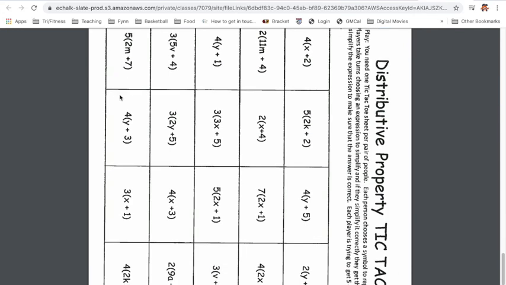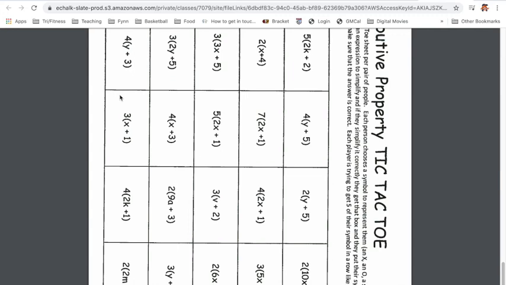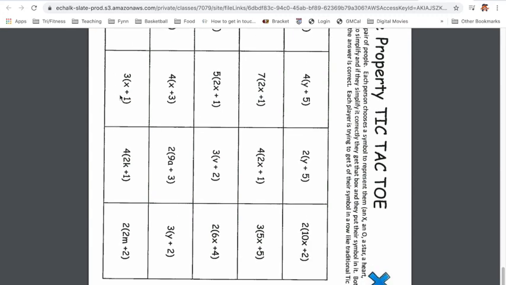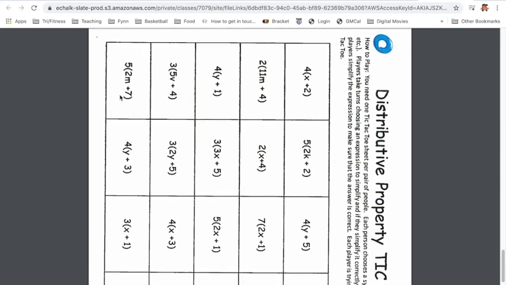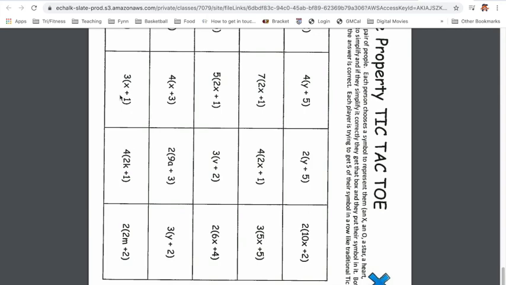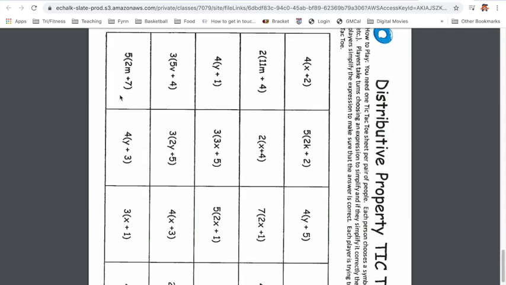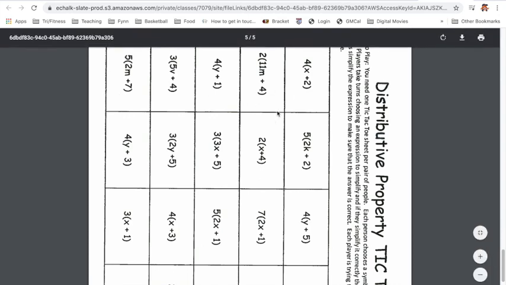Players take turns choosing an expression, simplify. If they simplify it correctly, so your partner has to check it, they get the box. They put their symbol in the box. Make sure your answer is correct. Each player is trying to get 5 symbols in a row, like traditional tic-tac-toe. Okay? So I would say between you and your partner, one person goes first. They can do it. Then pick a box that you're going to go to. Both of you do it. And make sure you have the right answer.